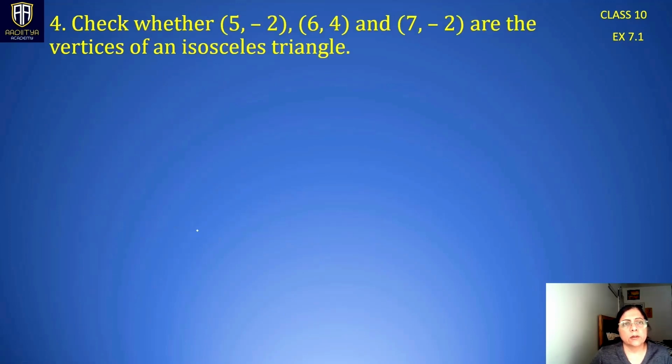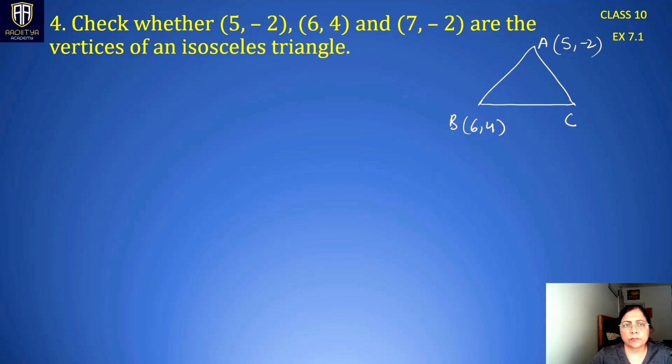Right? The next question is, check whether these 3 points are the vertices of an isosceles triangle. I'm trying to locate them on the triangle, whether it is isosceles or not, that we will check. Let A be (5, minus 2), B represents (6, 4), C represents (7, minus 2). Now for that we have to find the lengths of all the three sides of this triangle. Let AB be equal to, for this you have B as x2.